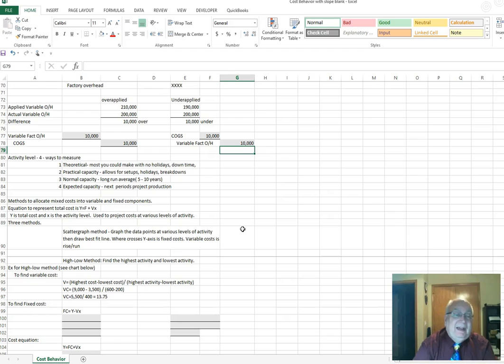Okay. Ways we measure activity level. You have theoretical capacity, practical capacity, normal capacity, and expected capacity. Theoretical capacity is what you could make if everything runs at 100% efficiency and no holidays or downtime, idle time, or anything else, no sick time. Practical capacity allows for setups, holidays, and breakdowns. Normal capacity is what you've been averaging for the last 5 to 10 years, and expected capacity is what you expect to do for the next production period.